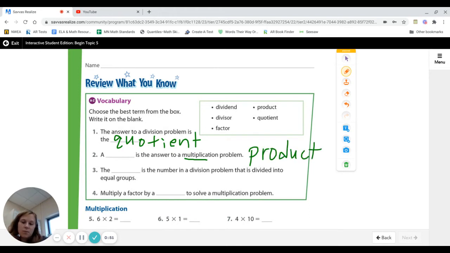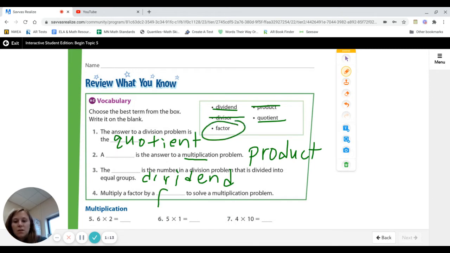Number 3, the blank is a number in a division problem that is divided into equal groups. That would be the dividend. I'm going to cross off what I've used so far. Number 4, multiply a factor by a blank to solve a multiplication problem. So would I multiply by a divisor or a factor? I would multiply by a factor.